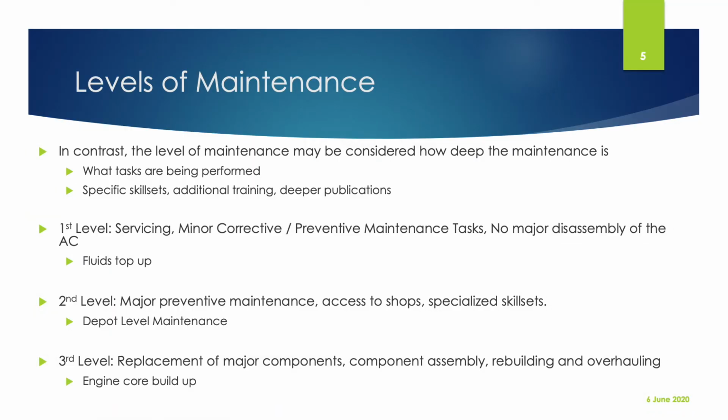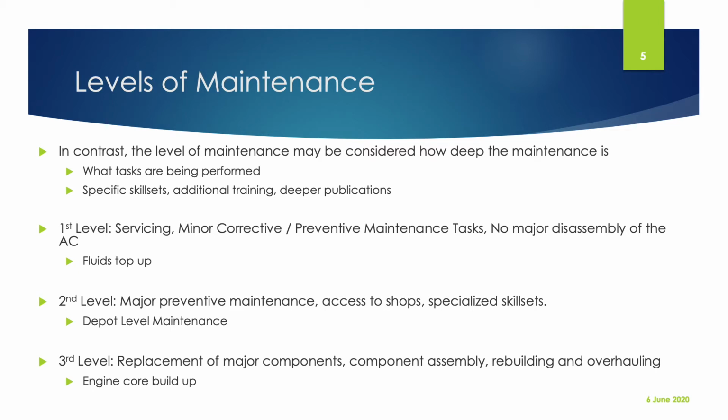In contrast to the different types or lines of maintenance, with regards to levels of maintenance, now consider how deep into the maintenance program we're actually going to perform maintenance on our aircraft. Think about what tasks are specifically being performed, the specialized skill sets, the additional level of training, and the deeper publications that we need to conduct that level of maintenance. The first level of aircraft maintenance comprises the servicing functions and minor corrective and preventative maintenance tasks, and generally there's no major disassembly of the aircraft. So first level maintenance is largely aligned with first line maintenance.